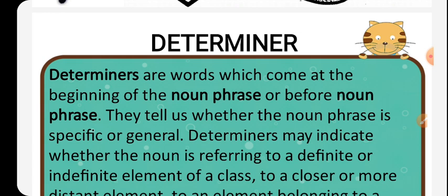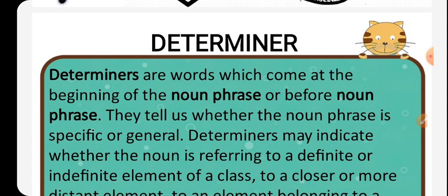The second thing which you have to remember is that determiners never follow. Like I just gave you the example, a boy. Can it be boy a? No, you must have never seen it like boy a. So determiners always come before. Two things you have to remember.